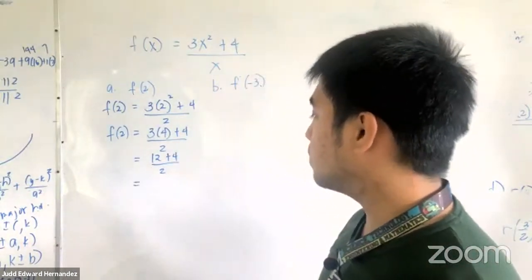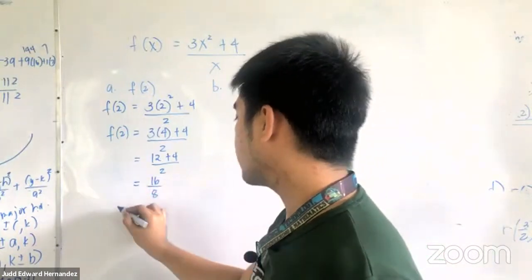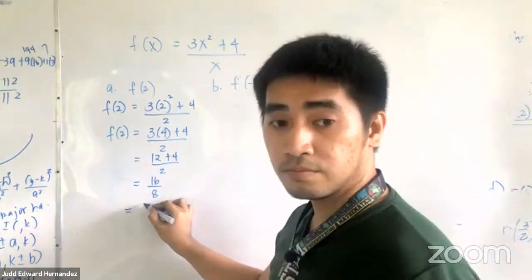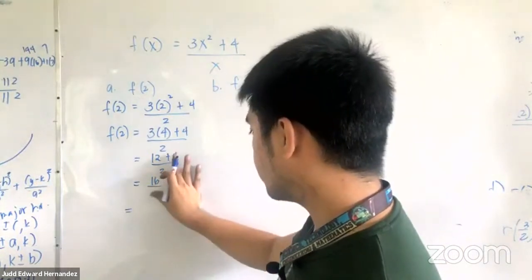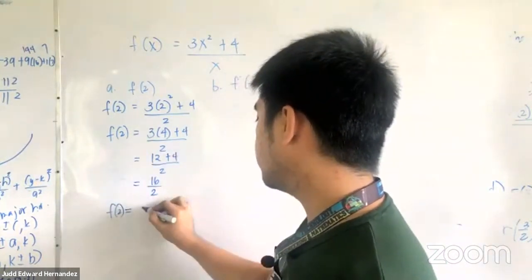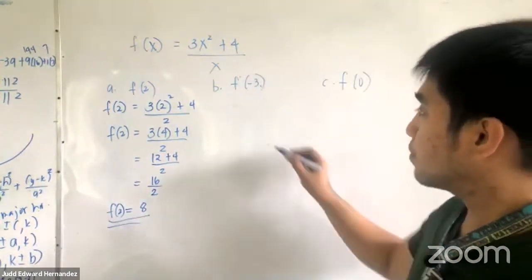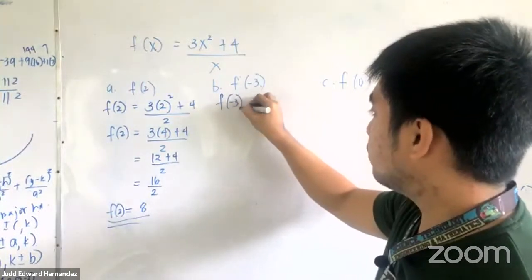Therefore, what is 12 plus 4? That is 16. And 16 over 2, sorry, this should be 16 over 2. Therefore, f of 2 becomes 8. Okay. And for the next one, we're asked to evaluate f of negative 3.